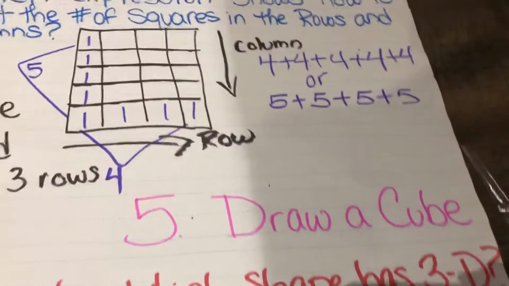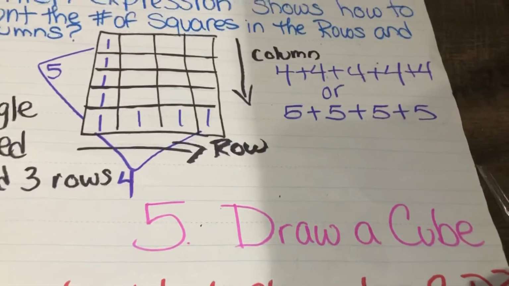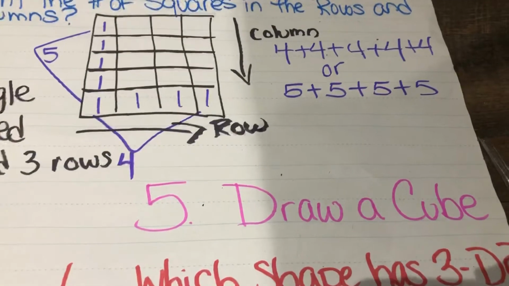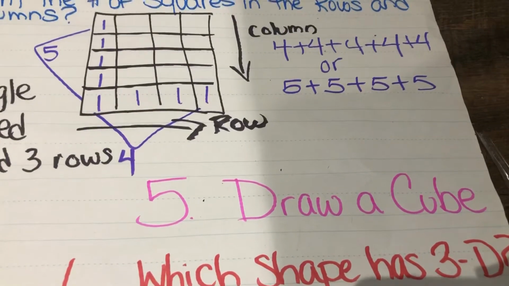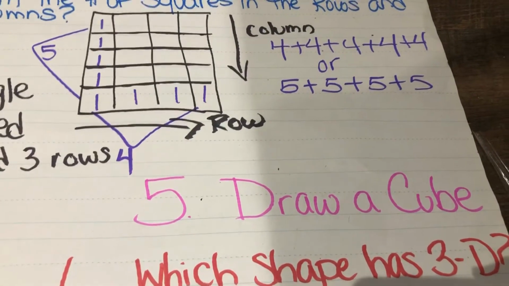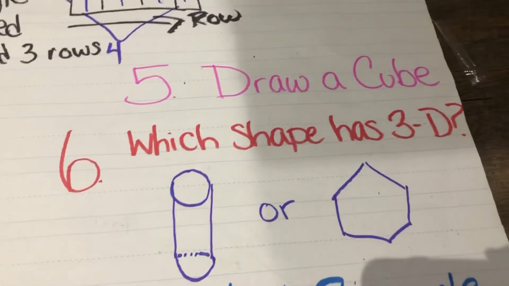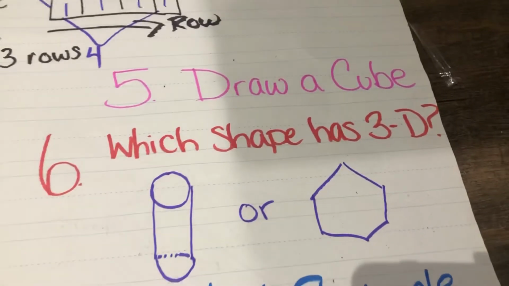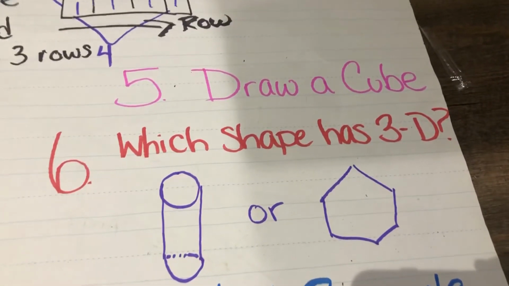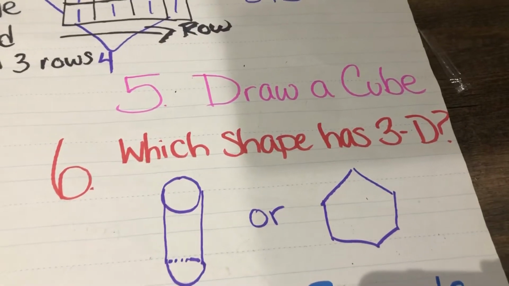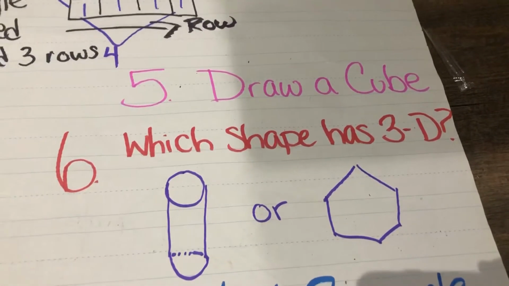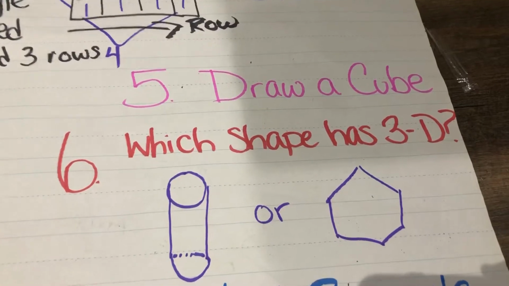Okay, number 4, I guess I skipped. Number 5, draw a cube. Pause for a minute and draw a cube on your paper. Number 6, which shape is 3D? Don't mind my drawing. But you could definitely tell that one of these two shapes is three-dimensional.